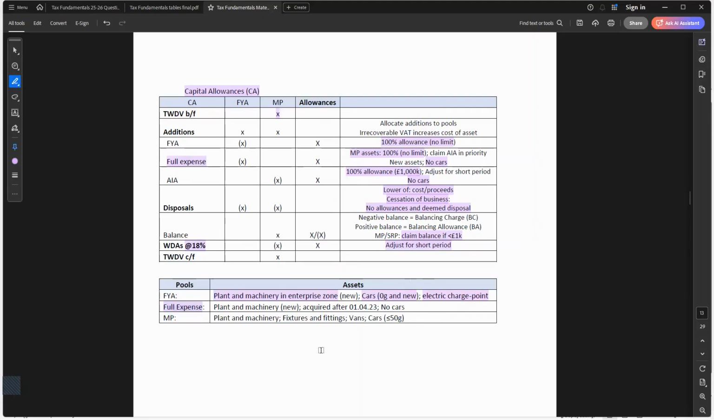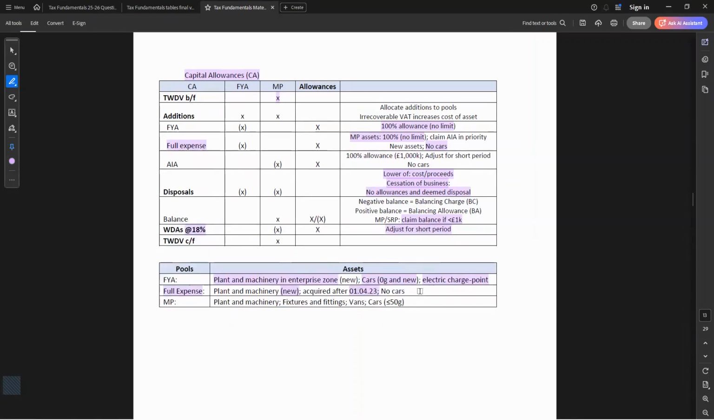With full expensing, the plant and machinery, as we said, needs to be new and acquired after April 23, which is when full expensing came in, and again, no cars. One other key point to note is that for assets where full expensing has been claimed, if any proceeds are received for that asset when it's disposed of, then an immediate balancing charge will arise. So if, for example, you had an asset where full expensing was claimed of £100,000, and a few years later it was sold for £30,000, a balancing charge would arise of £30,000. In an exam question, you would be told if full expensing had been claimed on an original asset.